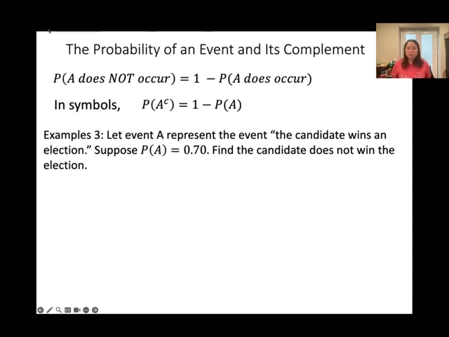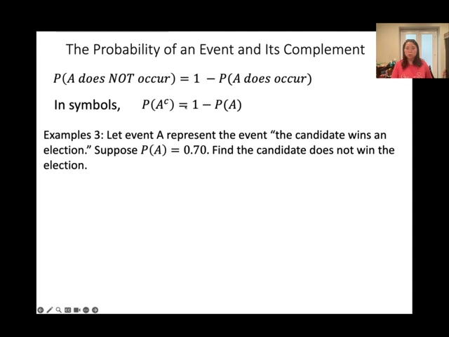Let event A represent the event the candidate wins an election. Suppose the probability of A is equal to 0.70. Find the probability the candidate does not win the election. So highlight those words, does not. So you're going to think about the complement.